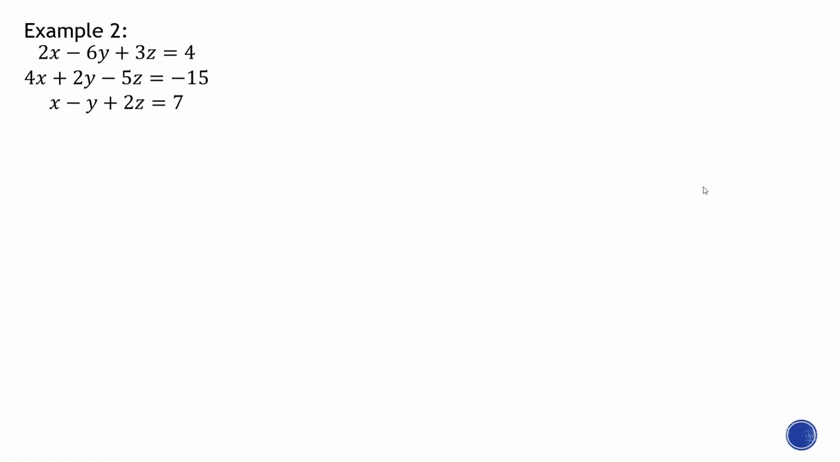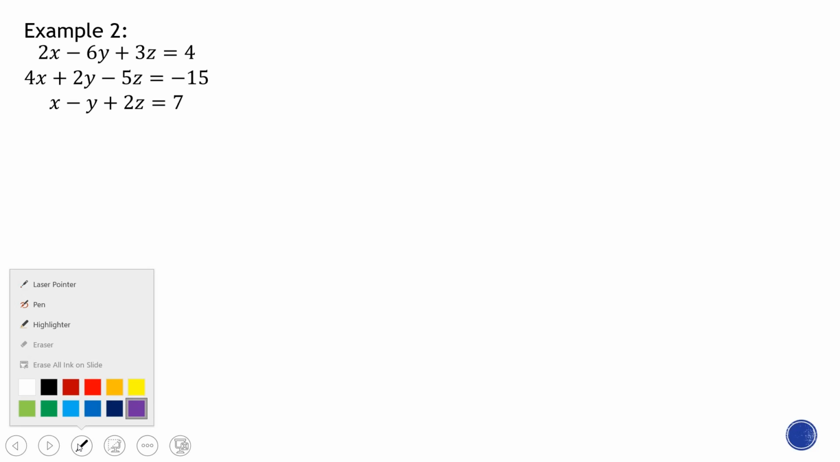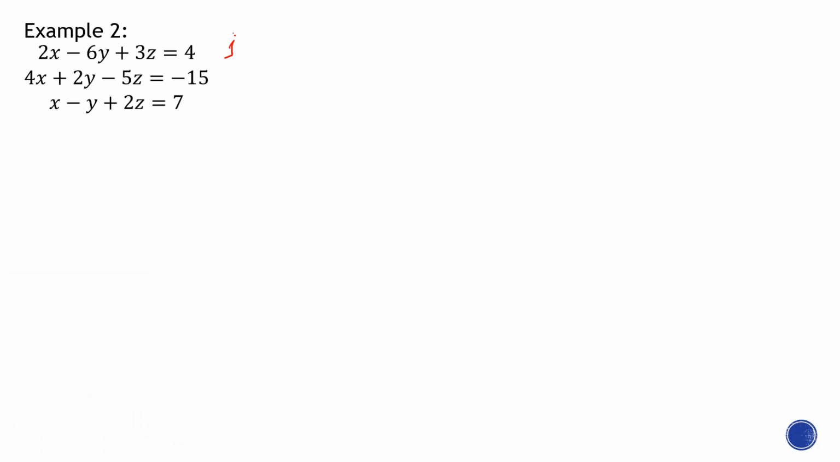Okay, let's go to the last example. Here we have 2x minus 6y plus 3z equals 4, 4x plus 2y minus 5z equals -15, and of course x minus y plus 2z equals 7. So again, the first step is, let's just name the equations. So this is the first, the second, and the third.